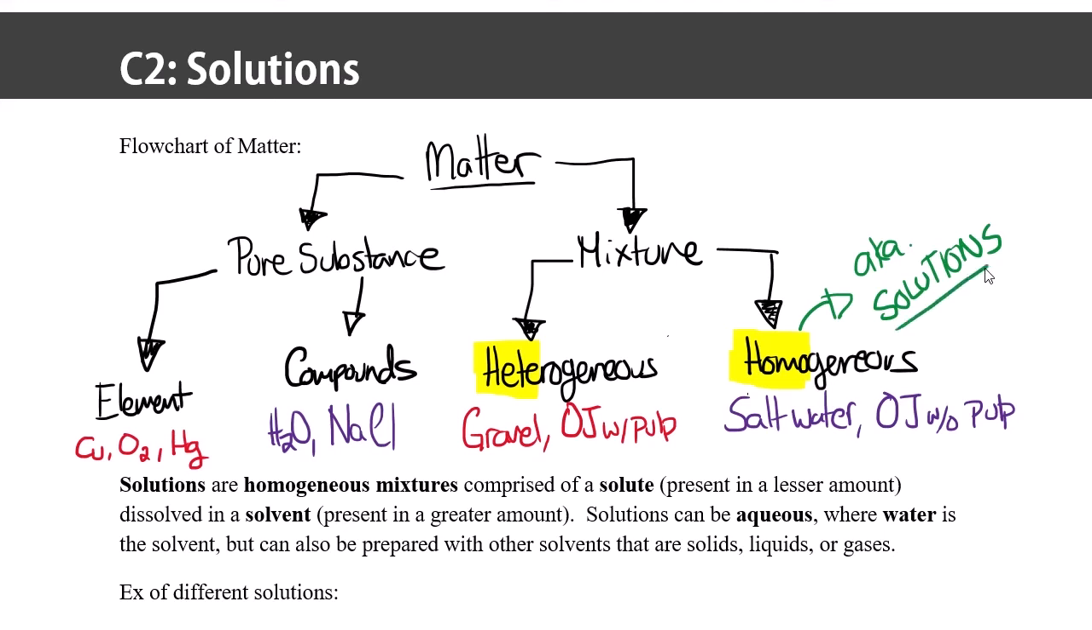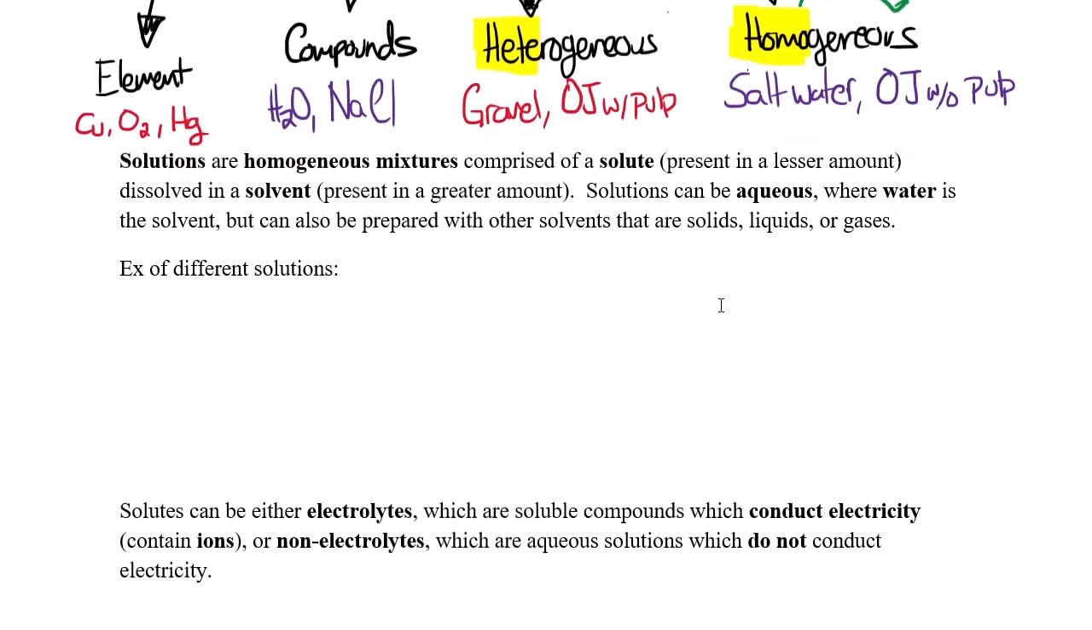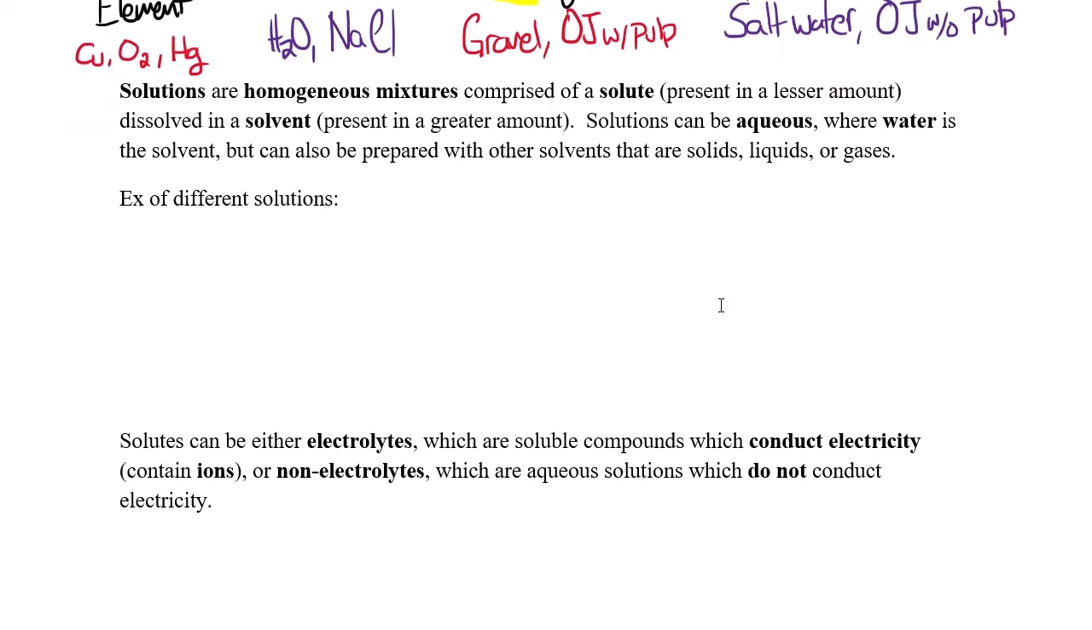And these are what we're going to learn about in this section here. So the mixtures which have multiple parts, but they appear to all be one. So solutions are homogeneous mixtures. They're made up of two parts. One of them is the solute, the other one is the solvent. And we can remember these because the solute is dissolved in the solvent.